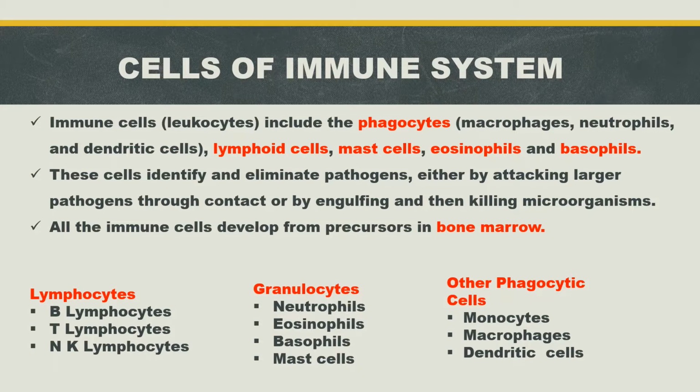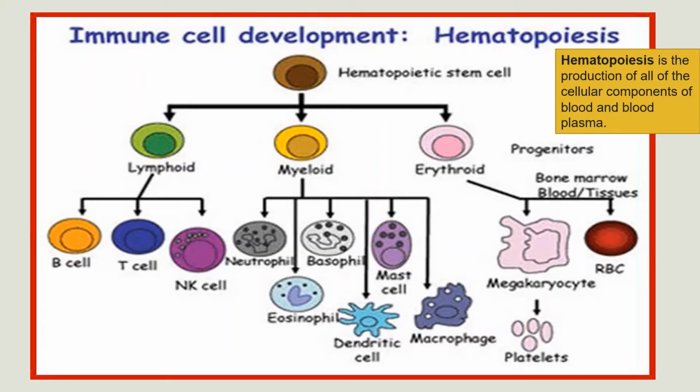Next is granulocyte. Granulocyte means that the cell contains some granules inside the cytoplasm. So that is called granulocyte. That includes neutrophils, eosinophils, basophils and mast cells. Other phagocytic cells are monocytes, macrophages and dendritic cells. The monocyte inside tissue is called macrophage, and inside blood vessel it is called monocyte. The development of immune cells is called hematopoiesis.